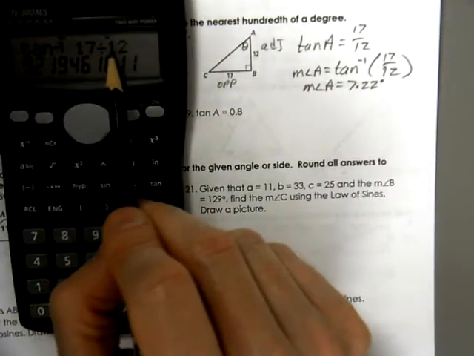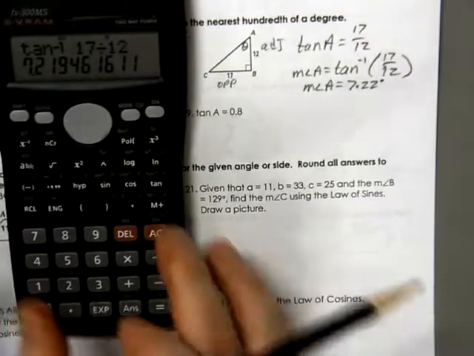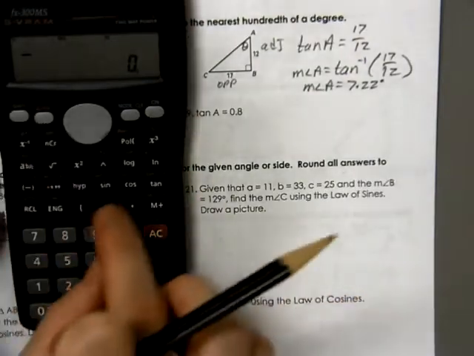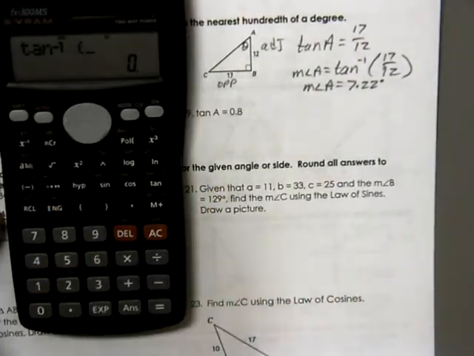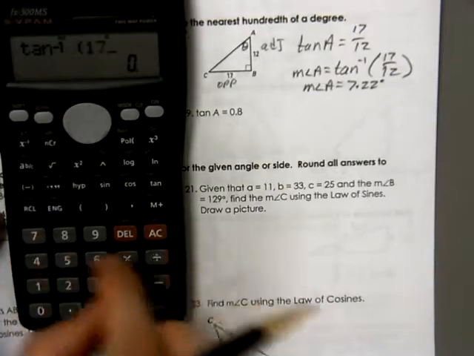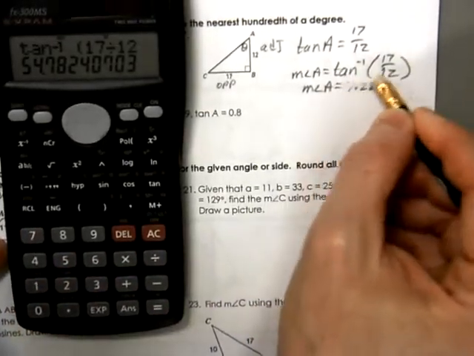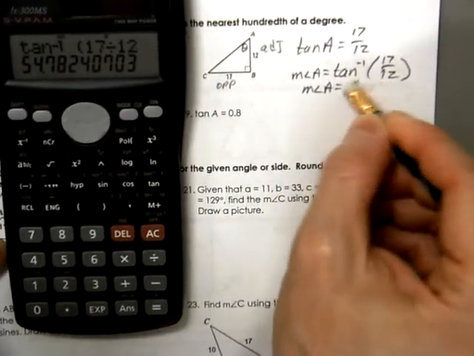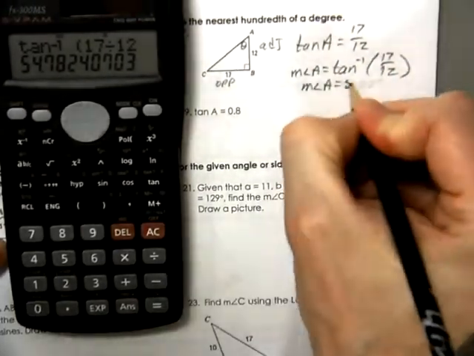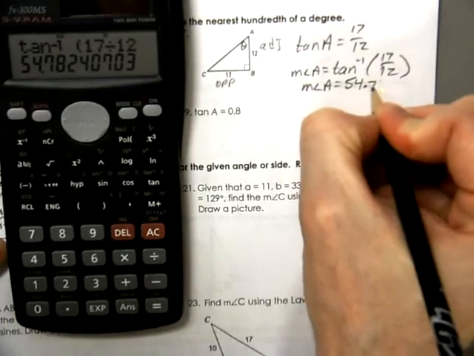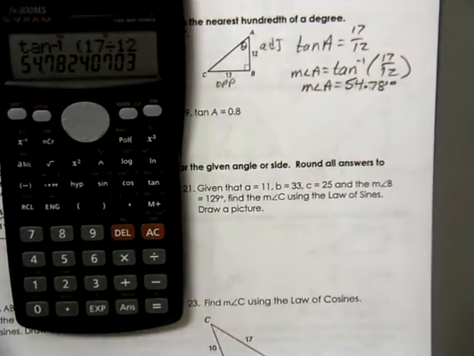Oh, but look, I didn't use parentheses. That's not going to work. Tangent inverse, you got to use parentheses, of 17 divided by 12. It's much closer to 45. 54.78 degrees. That looks better.